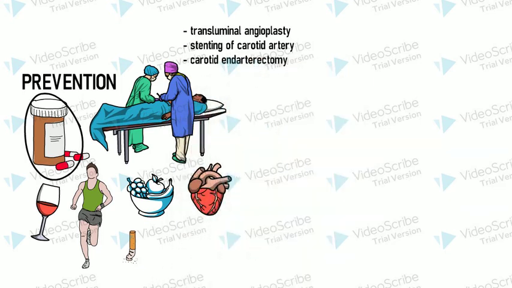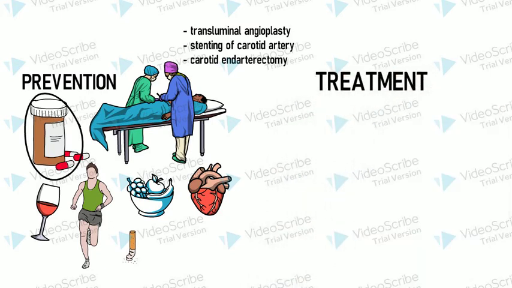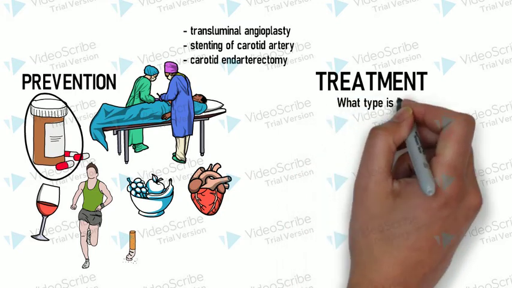All right, now that we know all of this information, how do we treat a stroke? First, we have to figure out if in fact what the patient had was a stroke and not another type of brain lesion. And if in fact it was a stroke, what type of stroke it was.